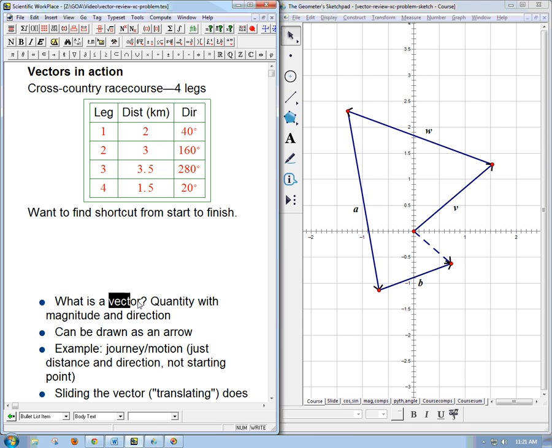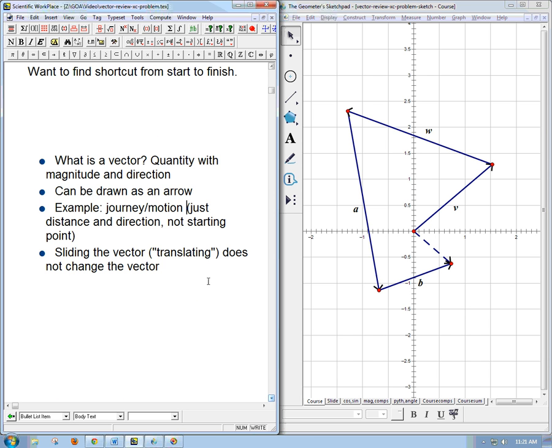So what is a vector? Well, a vector is any quantity that has magnitude and direction together in one thing. Anything basically that can be meaningfully drawn as an arrow. And the example that's relevant here is a motion or a journey, which is a really good thing to think of in terms of vectors, and motivates a lot of good thinking about vectors. So this journey, start at the origin and go a certain direction and certain distance, is a motion.